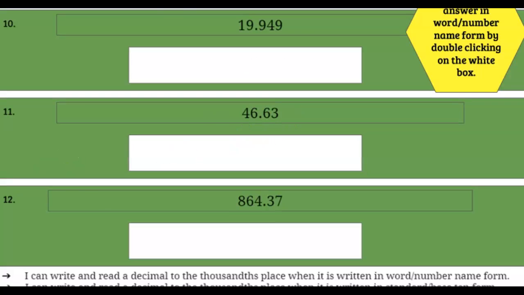Okay, next example. Still have to give your answer in word form by double clicking on the white box. So I'm going to read my number first. 19 and 949. Well, 949 what? I have tenths, hundredths, thousandths. So thousandths should be my last name. So I'm going to start over.